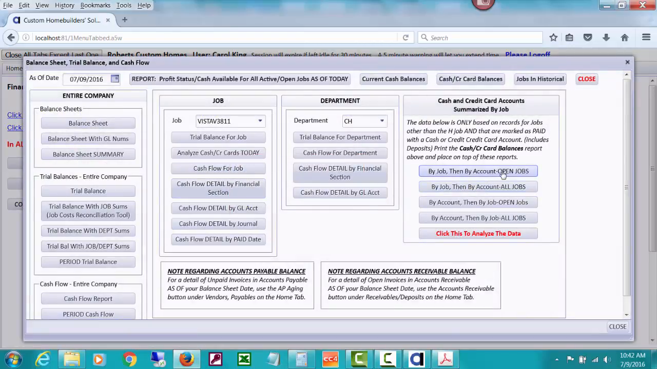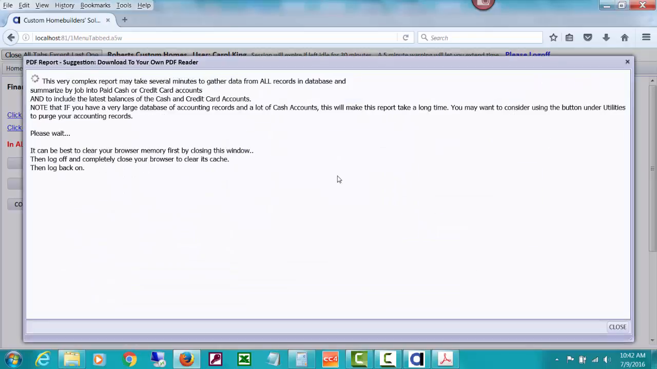By job, then by account, which is just for open jobs, or all jobs, which is actually the report of this screen that we just opened. Or you can make it do it by account, then by job on open jobs.